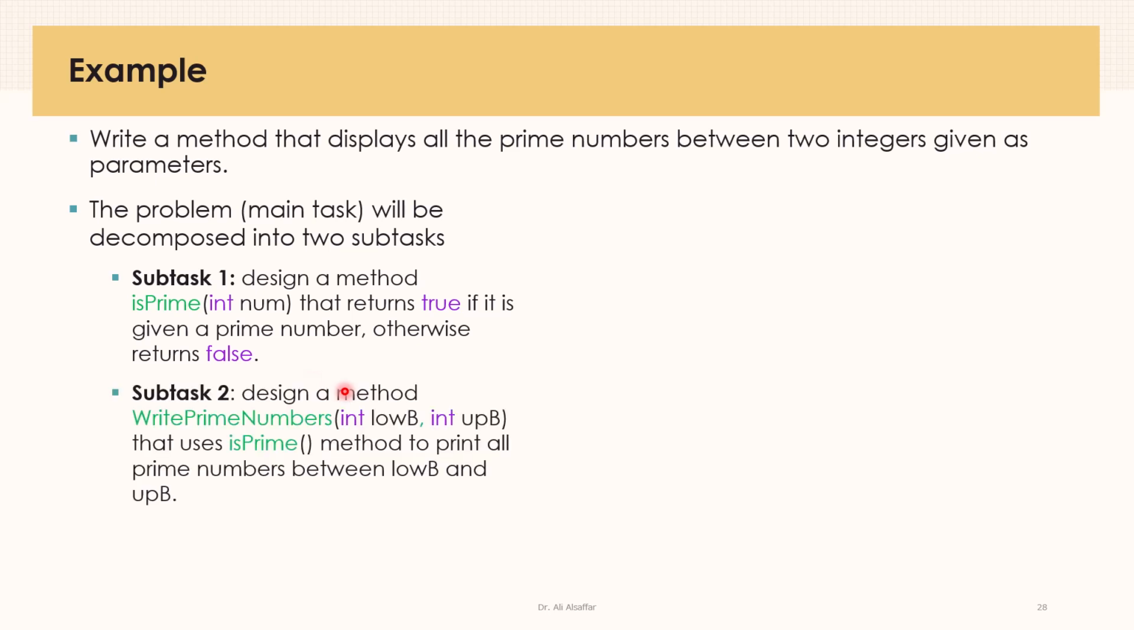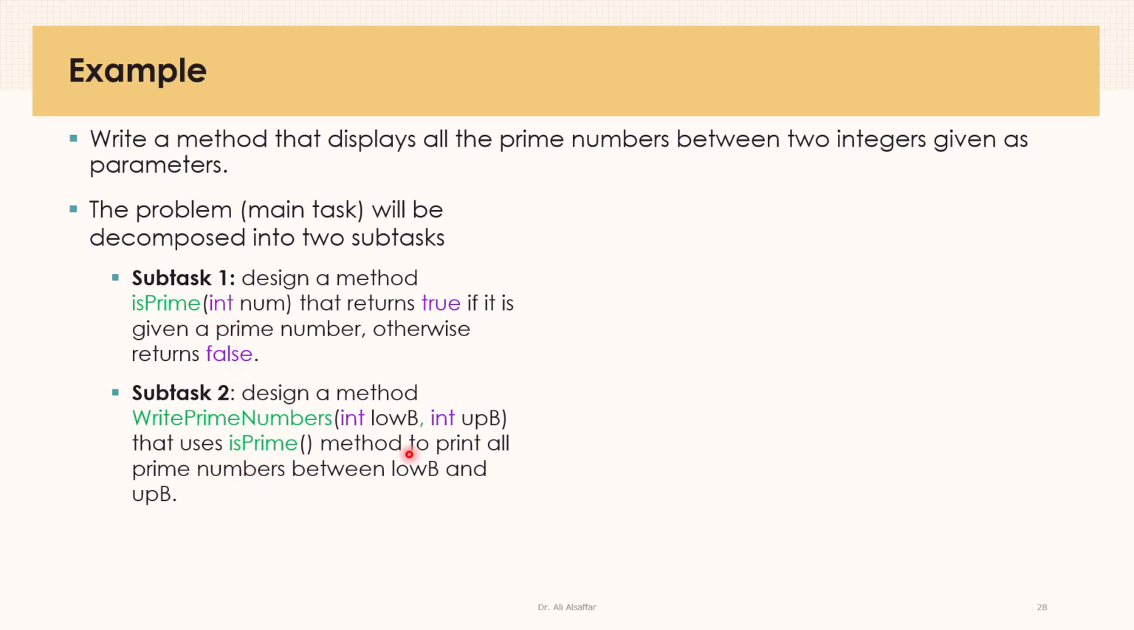The second subtask is to design a method called writePrimeNumbers, and it takes two input parameters. This method will write prime numbers between these two input parameters. The first one is a lower bound, the second one is an upper bound. So this is like a range. Lower bound should be smaller than or equal to upper bound. This method is going to use the method isPrime that was designed in subtask 1.